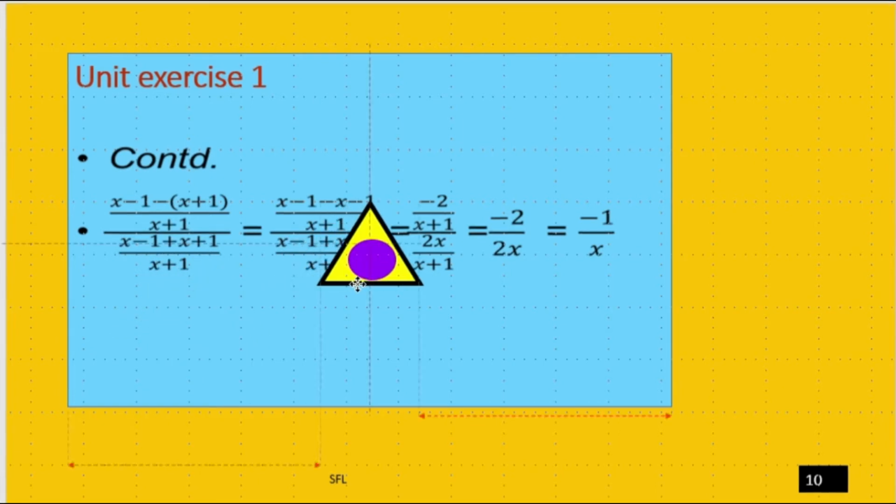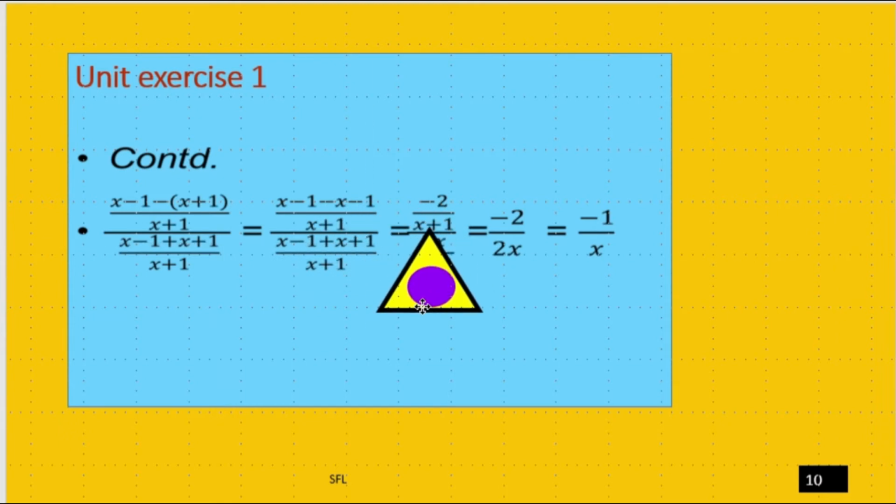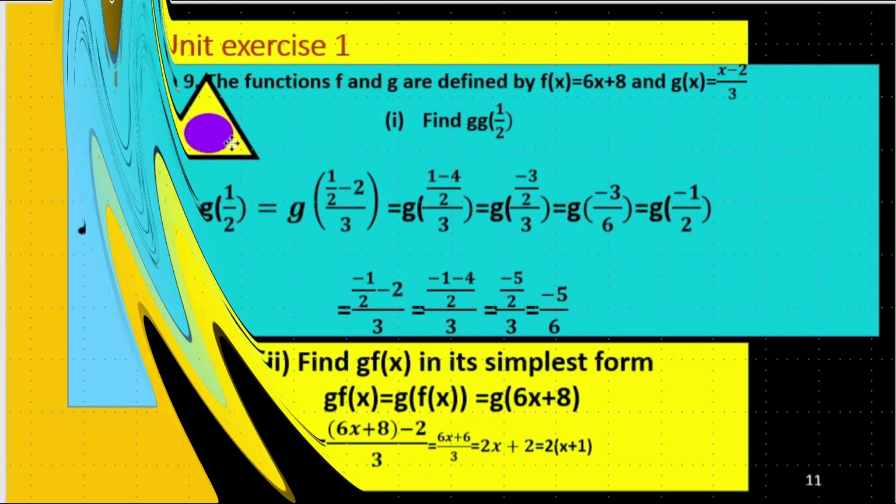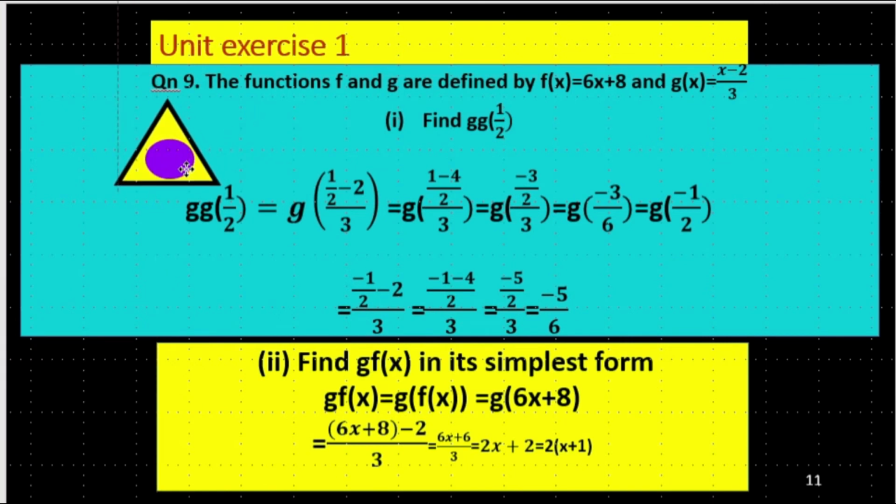Bracket open. x and minus x will be nullified. So minus 2 by x plus 1. Here 2x by x plus 1. In the numerator, the divisor is x plus 1. In the denominator, the divisor is x plus 1. Therefore, they will get cancelled out. Minus 2 by 2x equals minus 1 by x. Hence the proof.